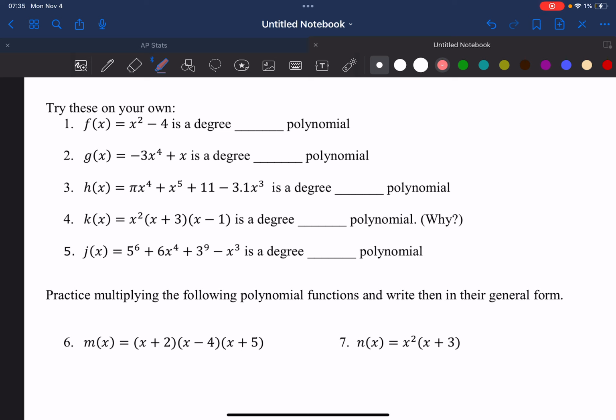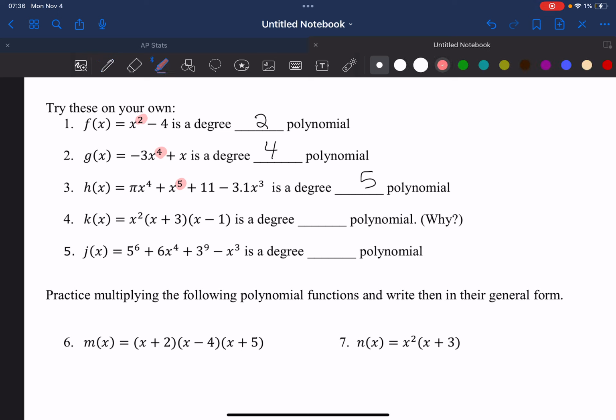So for number 1, it says f of x is equal to x squared minus 4. So that means the square is our largest exponent, so we have a degree of 2. The next one, we have negative 3x to the 4th plus x, which means our exponent of 4 is our highest attached to the x. So our degree is 4. Next one, we have pi x to the 4th plus x to the 5th plus 11 minus 3.1x cubed. X to the 5th has the highest exponent, so this is our degree 5.